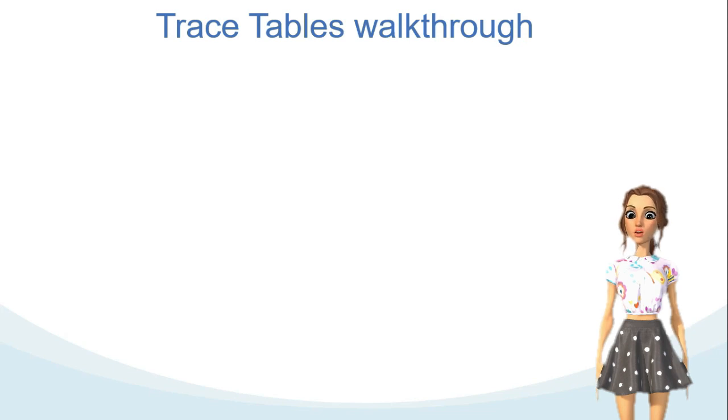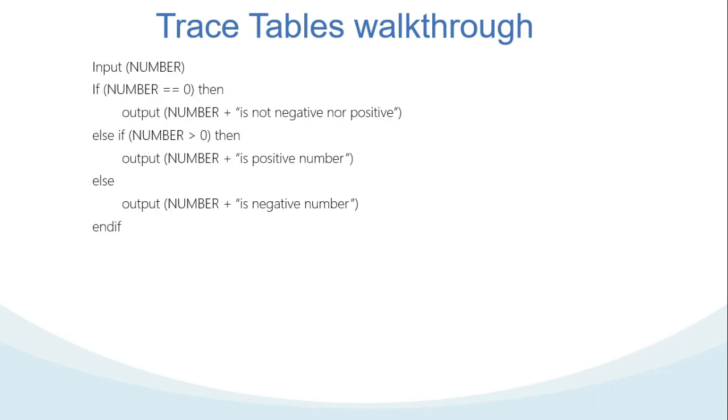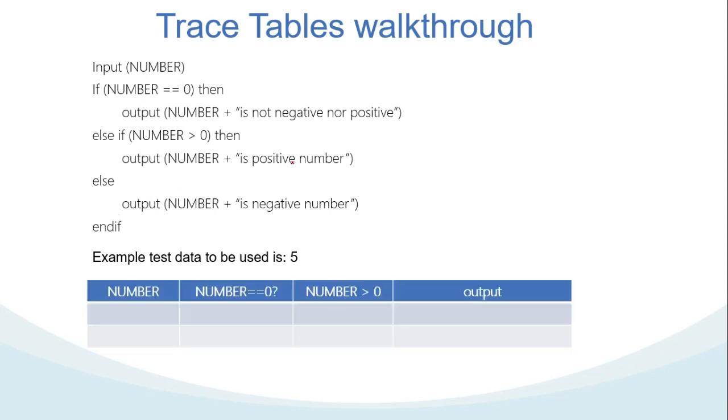Let's see an example. Here you are given a pseudocode and you are asked to display the output of this pseudocode. And you are given a sample data, which is 5. So at first, you have to create a table. The table should contain all the variables here. We have number as well as the condition to check as well as the output. So your table will look like this. As soon as you are done with this, now you can run your pseudocode.